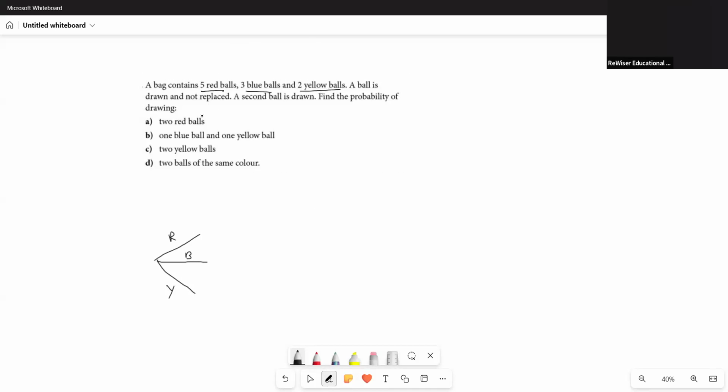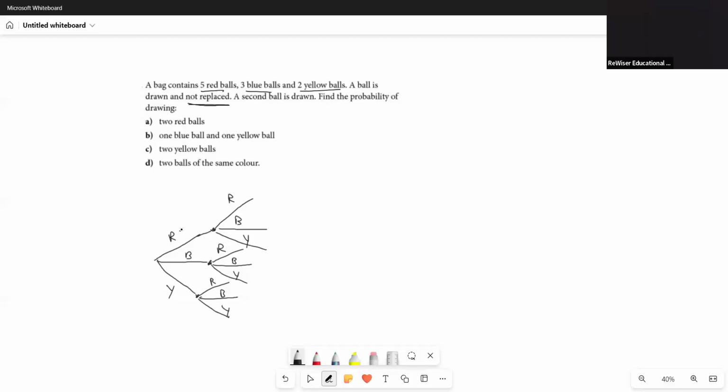A ball is drawn and not replaced. So look at here. Earlier it was replaced. It says it's not replaced. And then the second ball is drawn, right? So that literally means each one will have 3 branches. It can be red, blue, and yellow. Again, this will have 3 outcomes, red, blue, and yellow. Again, this will have 3 outcomes, so red, blue, and yellow. This is again red, blue, yellow, red, blue, yellow.